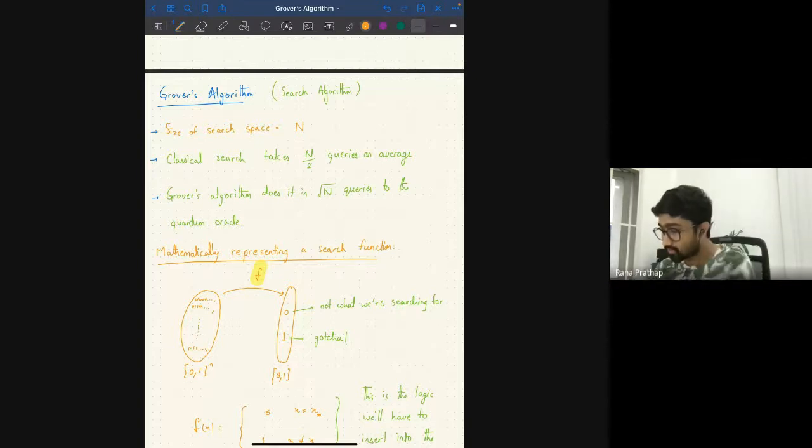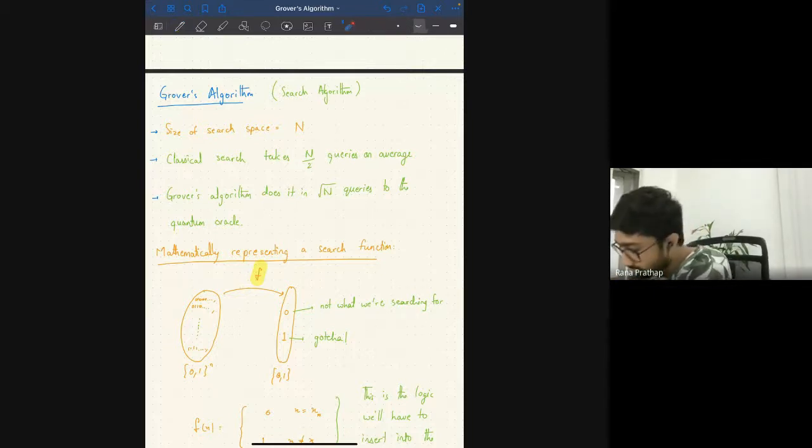So I'm going to start with Grover's algorithm. And I believe you guys have learned it, so I'm going to go a bit fast. At the same time, if you think it's too fast, do stop me. So as you know, Grover's algorithm is a search algorithm, and let's say that the search space is n.